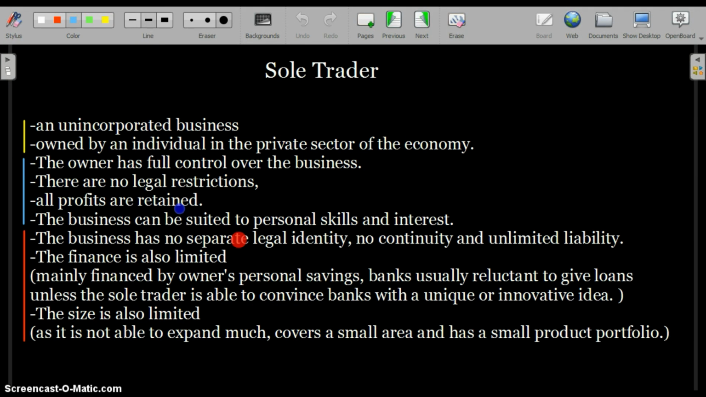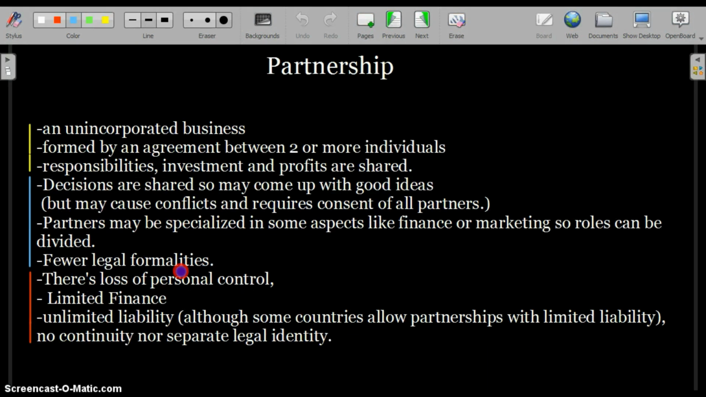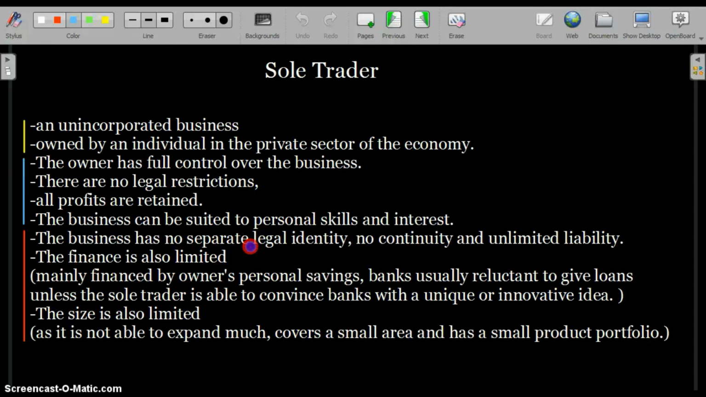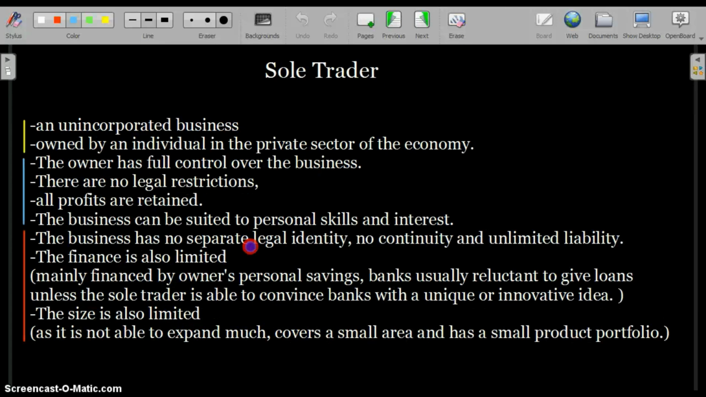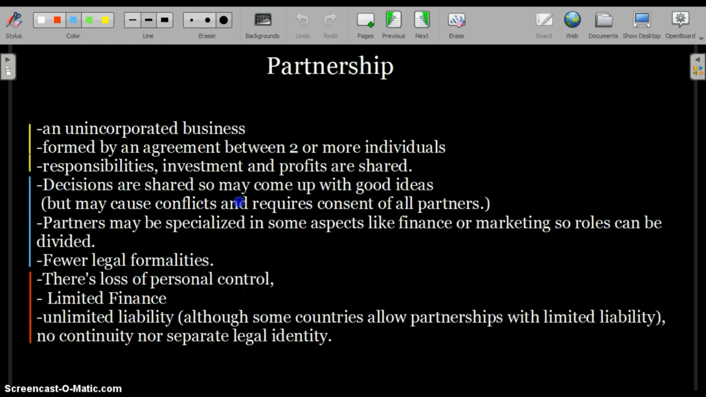When we compare sole traders with partnerships, the basic idea is that in sole traders you have full control over the business. In partnerships, you don't have full control over the business. Your partners have to share the decisions, so there might be conflicts. Over here, partners can be specialized in different roles in management, so responsibilities can be divided accordingly. But in sole trader, since you are the only owner, you need to be multi-skilled. The finance is limited in both, but in sole traders you retain all the profit. All the profits are retained by the owner. In partnerships, you have to share the profit, so profit is not retained by one owner. Since there are more partners, the profit is also shared.